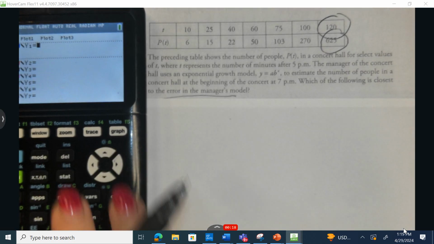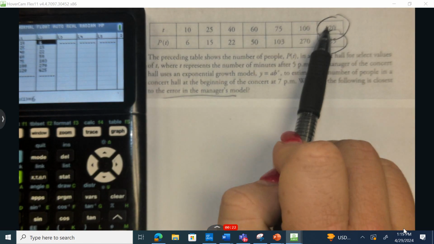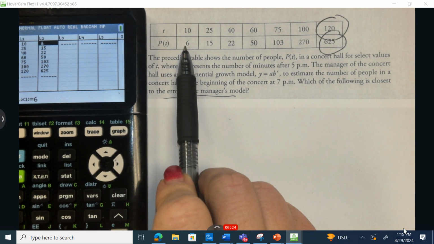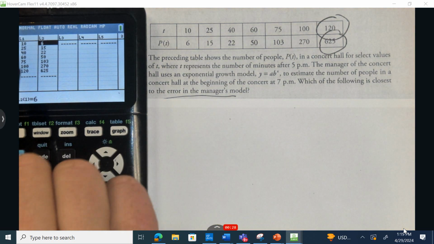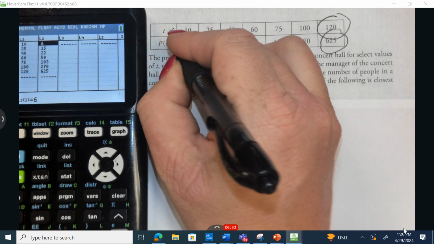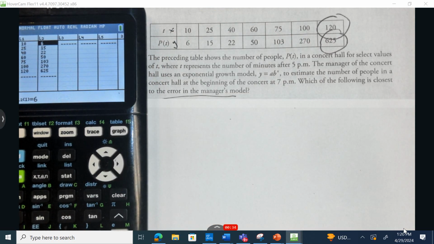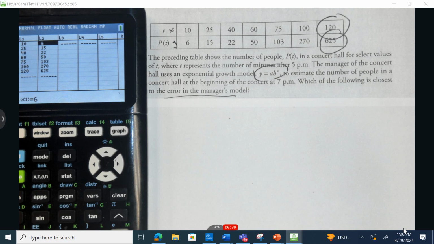All right, so first thing I do is I go into stat, I edit, and I plug in L1, which is like all the x values, or in this case t values, and P of T is going to be all the y values. So L2 is always your y's, and L1 is always your x's. Again, in this case, x's would be t, and y would be P of T. So I plug it in. I can see based on what it provides me that it's going to be an exponential function.